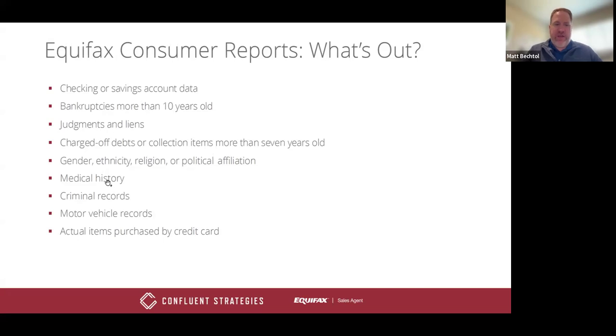There's no medical history, no criminal records, no motor vehicle records, and then certainly we don't give any kind of details on actual items purchased by a credit card. You just see the individual card type. So whether it's a retail card, or a bank issued bank card, as we call them, like an Amex, a Visa, MasterCard.